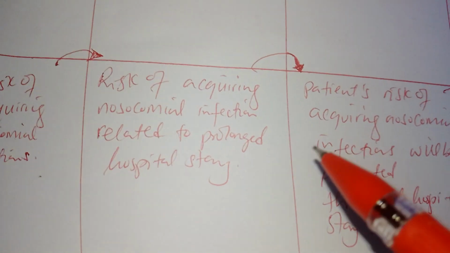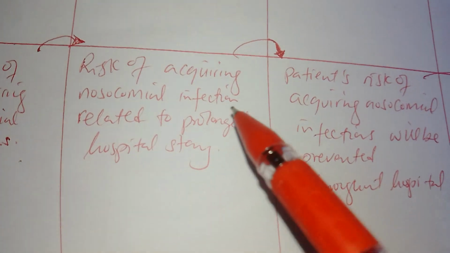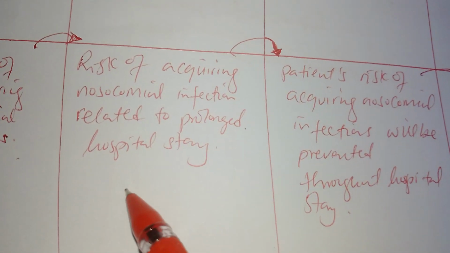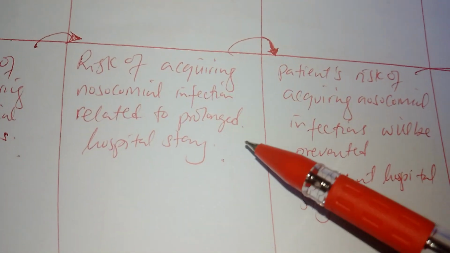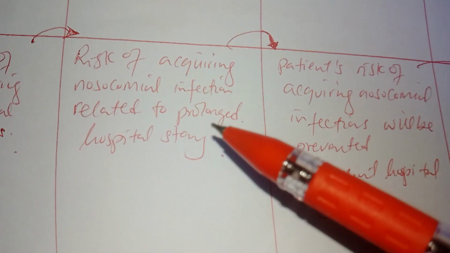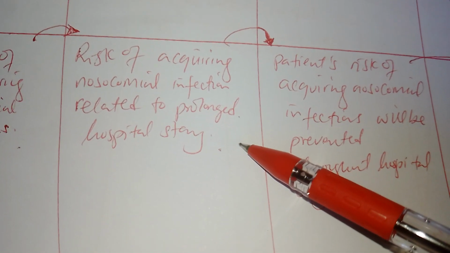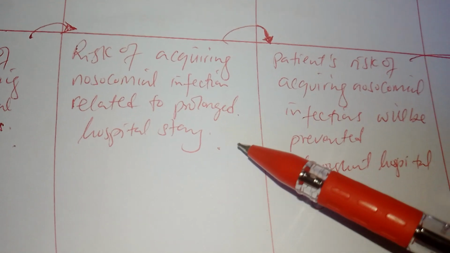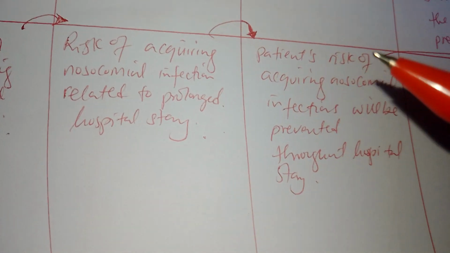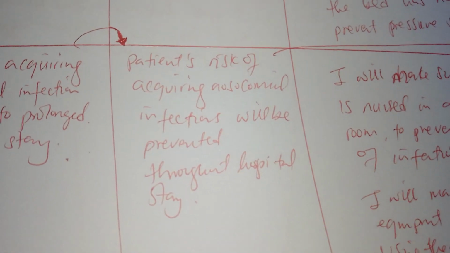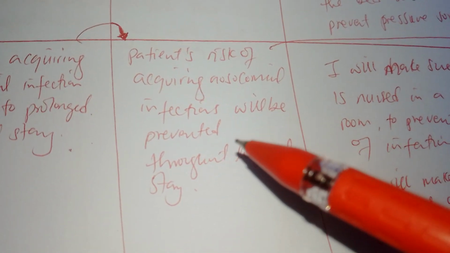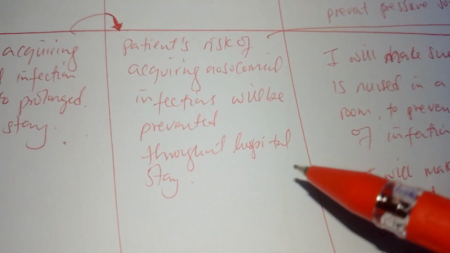Then our diagnosis will be risk of acquiring nosocomial infections related to prolonged hospital stay. Okay, then sometimes it could be due to lowered immunity, like for example those with HIV, or if it is a child and all that. Okay, then our aim, patients' risk of acquiring nosocomial infections will be prevented throughout hospital stay.